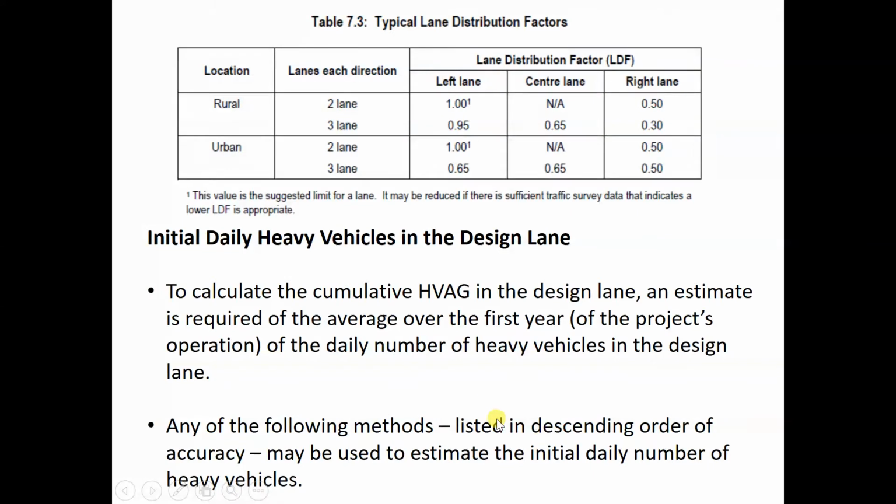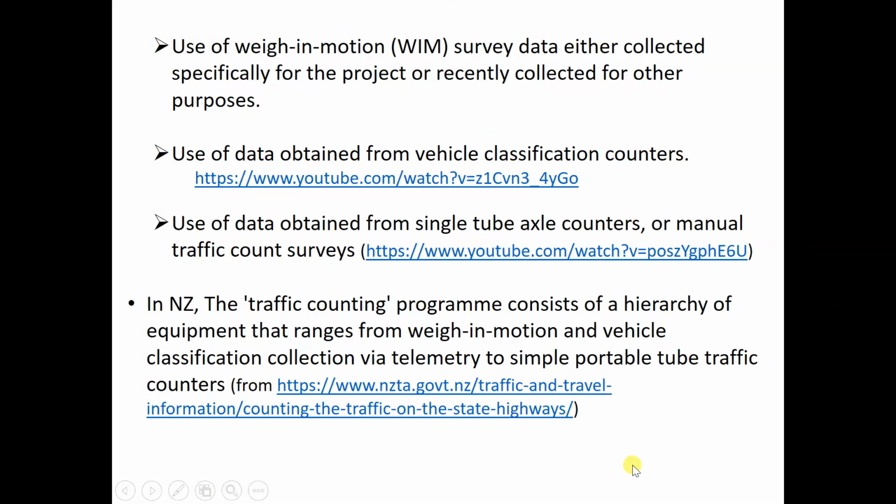Any of the following methods, listed in descending order of accuracy, may be used to estimate the initial daily number of heavy vehicles. These are methods that can be used: weigh in motion, survey data either collected specifically for a project, or data obtained from vehicle classification counters, or data obtained from single tube axle counters or manual traffic counts. Actually there's some YouTube material on that, but I don't want to open it now.